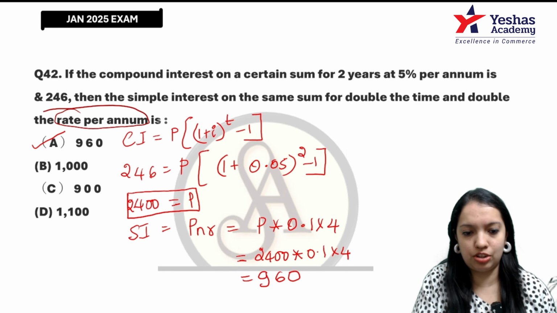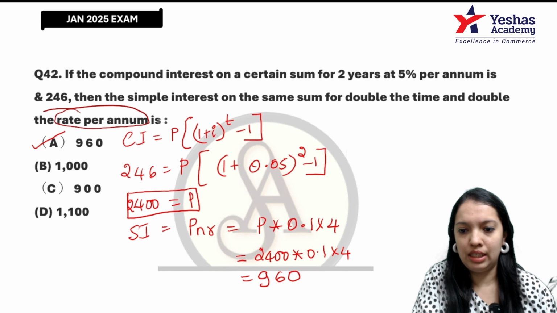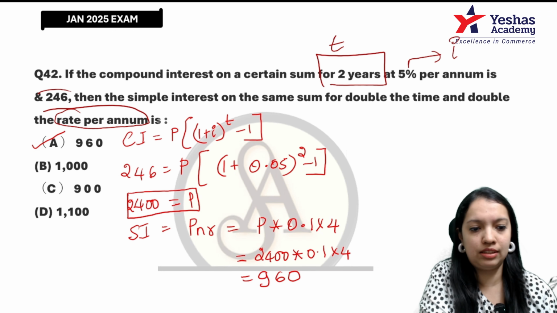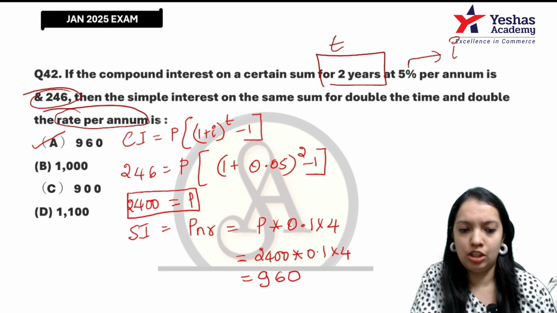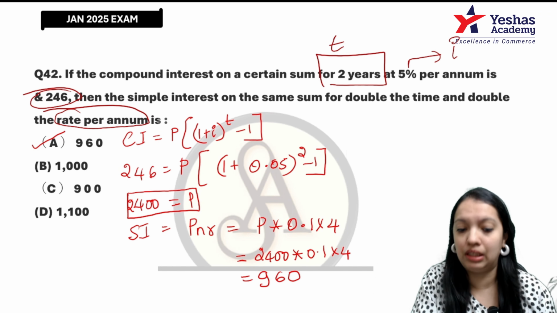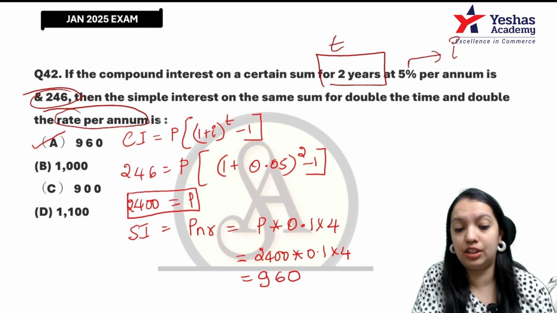Next, in the next question, they are asking you to again calculate the rate of interest per annum. Now, compound interest for a certain sum for 2 years at 5%. This is I, this is T, and the value is rupees 246. So I applied the compound interest formula to solve this question. I got the principal first, and that principal is 2400 rupees.